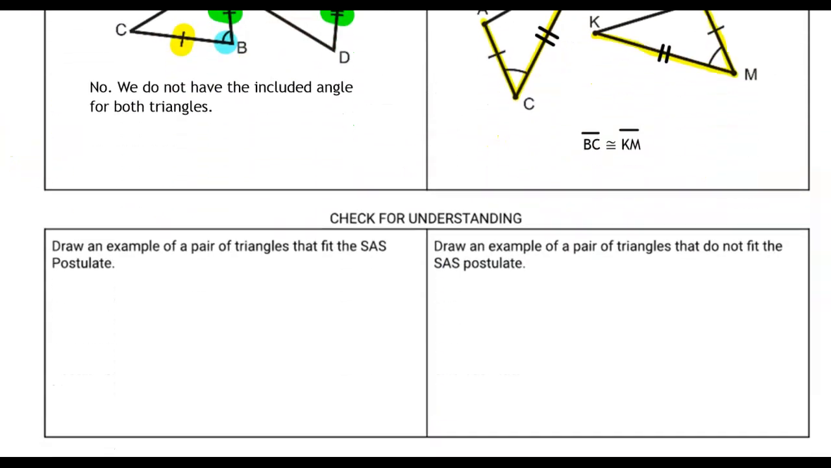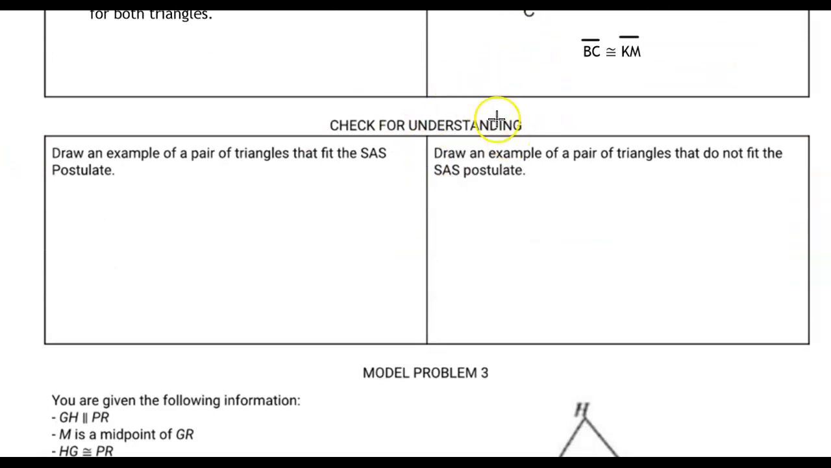All right, moving on to the check for understanding. This is something that you're going to be doing in class, so I'm not going to go over it. It's just asking you to draw an example of SAS postulate triangles and non-SAS postulate triangles.